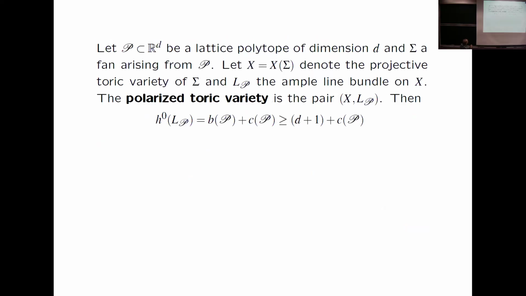And this is related with convex polytopes. We consider the toric variety. Let P be a lattice polytope of dimension D. Then we can define a so-called fan from P. X is the toric variety defined by the fan sigma, and LP is the ample line bundle on X. A polarized toric variety is a pair X and LP. Interestingly, polarized toric varieties XLP and P are in one-to-one correspondence, while X and P are not. If we have P and 2P, both define the same toric variety. But if we consider X and LP, then polarized toric varieties are in one-to-one correspondence with lattice polytopes.